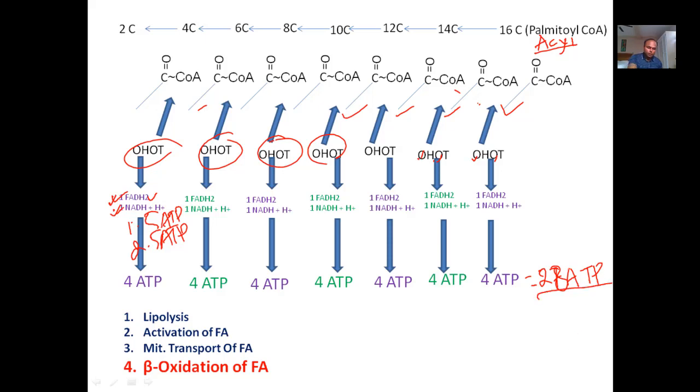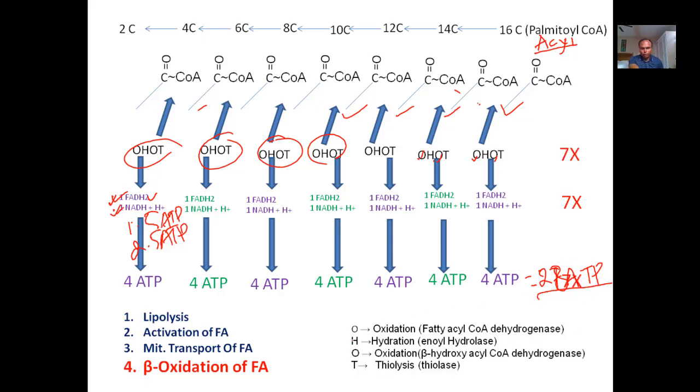So 7 times 4 is 28. You can see the names of the enzymes: fatty acyl coenzyme A dehydrogenase, and this one is also a dehydrogenase, beta hydroxyacyl coenzyme A dehydrogenase. Enoyl hydratase is this enzyme, and then thiolase is the last enzyme. So just remember this mechanism.